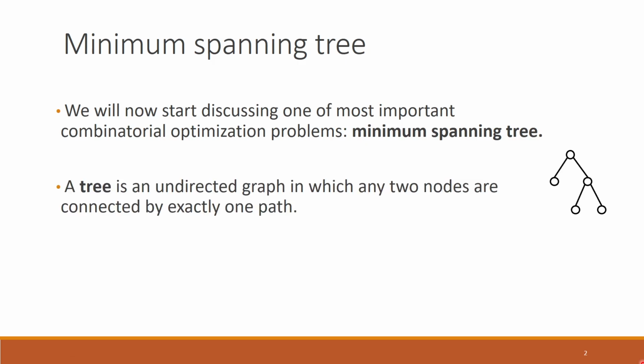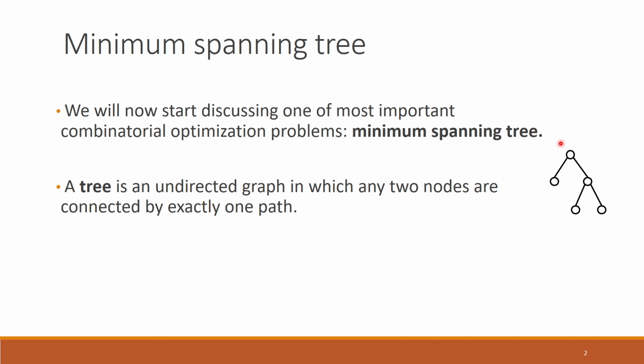Before we understand what a minimum spanning tree means, let us first understand what a tree means. A tree is an undirected graph in which any two nodes are connected by exactly one path. The first important thing is that here we are talking about an undirected graph. What is an undirected graph? A graph where the edges do not have directions.